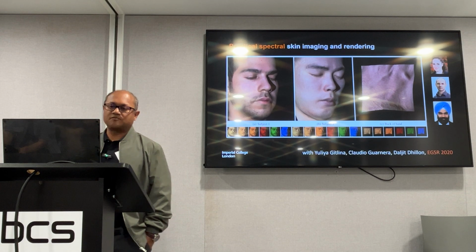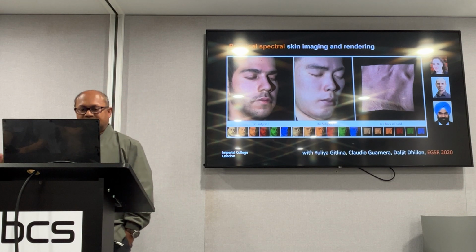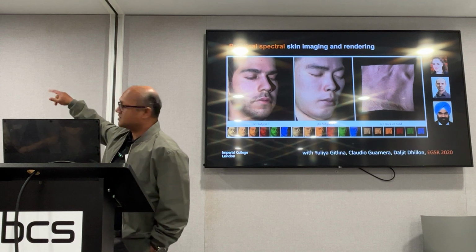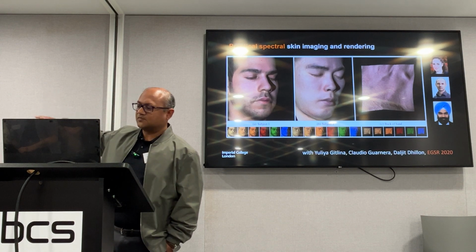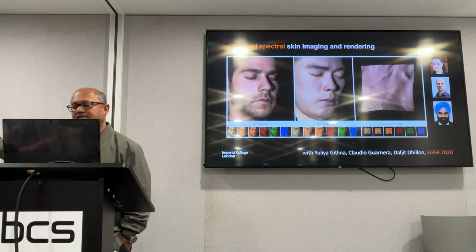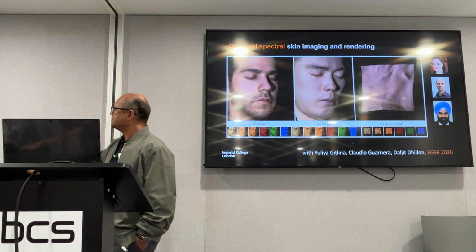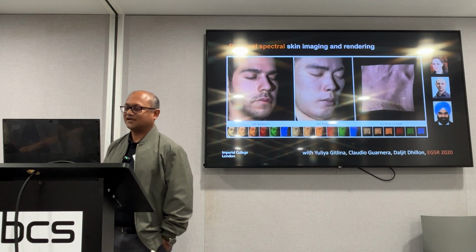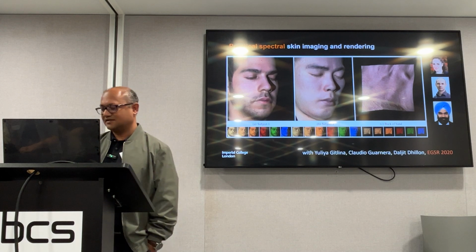So the first project we worked on for this was on practical spectral imaging to essentially achieve estimations of subsurface spatially varying chromophores in skin that essentially give rise to the appearance of skin color. This was work led by my PhD student Yulia Gitlina at the time, in collaboration with my postdoc Daljit Dhillon at the time. He's now a faculty member at Clemson University, and my longtime collaborator and former PhD student, Claudio Guanera, who's now an academic at the University of York.